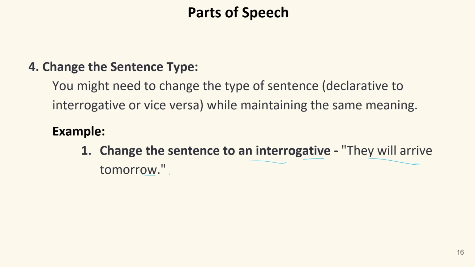They will arrive tomorrow. So here we have a modal that is will. I have already told you that in case of interrogative sentence, we can begin it either with a question word or with a helping verb or auxiliary verb or modal, you can say. So here we have modal. So we can make this sentence like, will they arrive tomorrow? So this is an interrogative sentence.